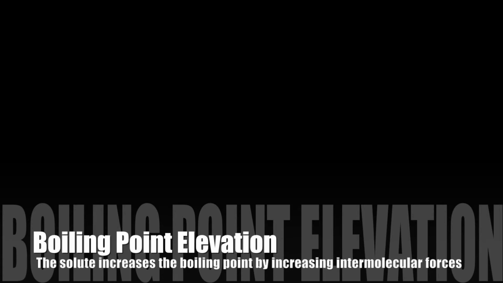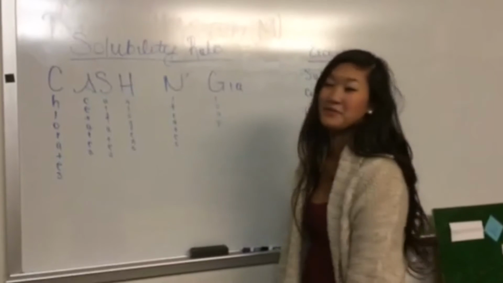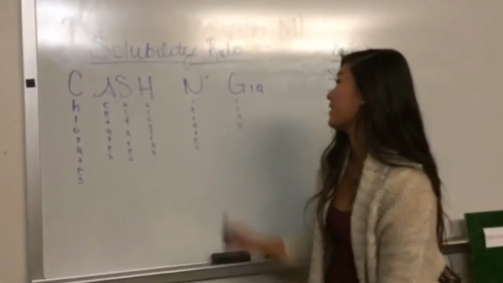In addition to that, there is boiling point elevation. That is when the solute increases the boiling point by increasing intermolecular forces. Last but not least, there's freezing point depression. That's when the solute prevents the water from making a solid structure. Got it? Good.